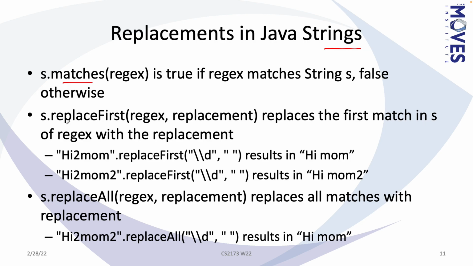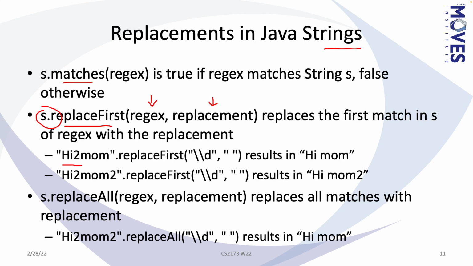Okay, so now replacing, there are 2. First is replace first, and I need to give it 2 arguments. Again, this is an instance method on strings. If I say replace first, I give it a regular expression followed by just a plain string that's the replacement. So the replacement is always just a plain string, because remember, a regular expression just matches things. And here I'm saying I want to take everything that matches this regular expression and I want to replace it with this specific string. And so replace first, guess what that does? It finds the first match and it replaces it with the replacement.